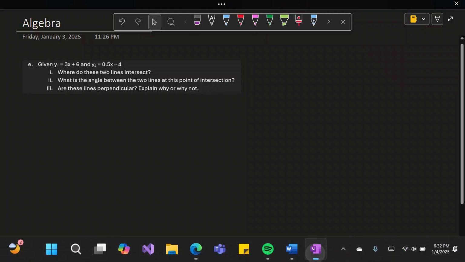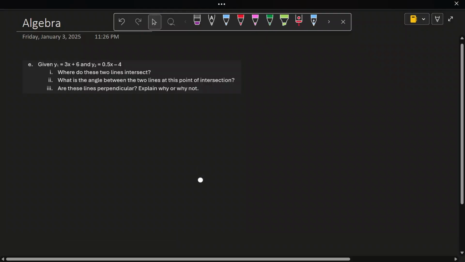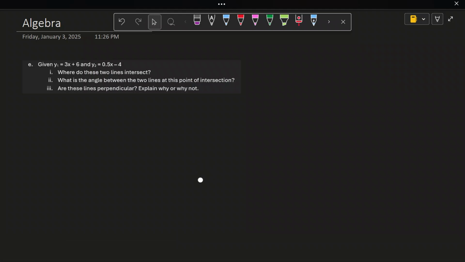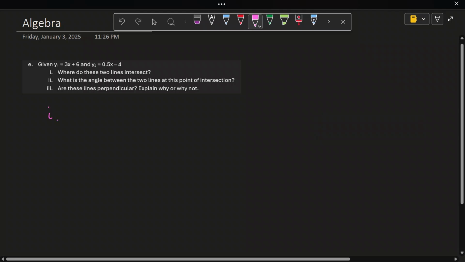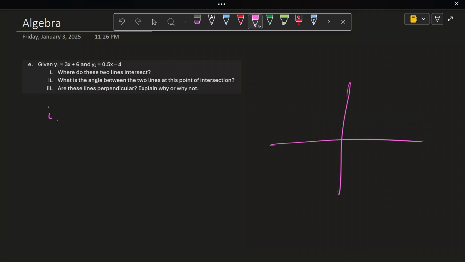This question gives us two different straight line equations. And it's asking first, where do the lines intersect? So, the way we figure this out is let's draw our xy graph. We have 3x plus 6. This can be very arbitrary. I'm just going to draw 3x plus 6, and 1 half x minus 4, so something like this, right?